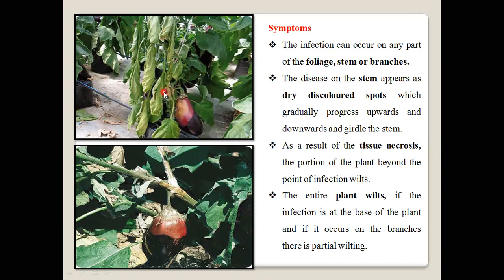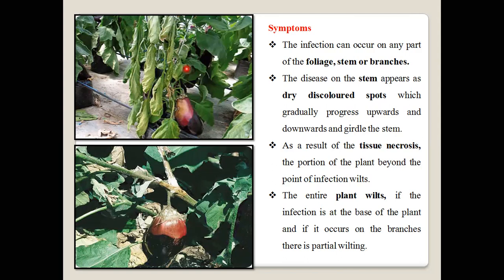Finally, these infected tissues become necrotic on the infected portions seen on the stem. In this way, the plants totally wilt because the pathogen has already girdled around the stem portion. So the parts above the infected portion or collar portion wilt.